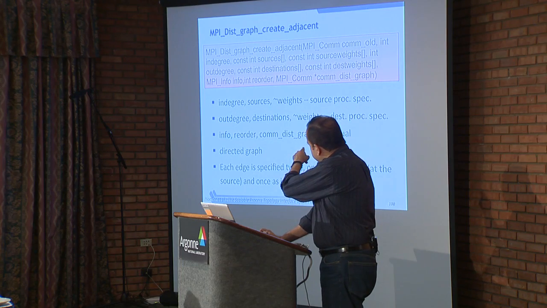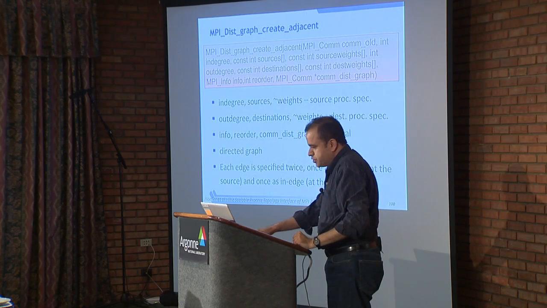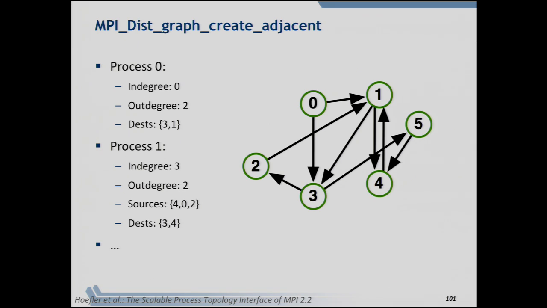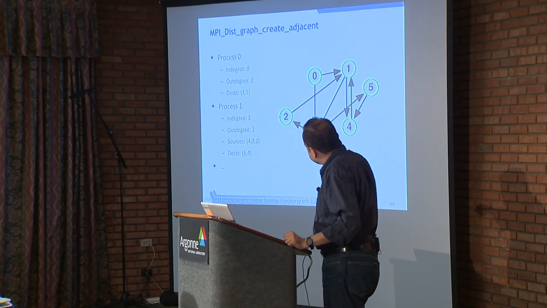This is just an example of how you would fill in all the various parameters. Suppose this was the communication graph. You had 6 processes, and this was how they were communicating. Then process 0 would pass these parameters. Nobody is sending to rank 0, so its in degree is 0, and the other parameters are not relevant. Once this is 0, the sources and source weights get ignored. The out degree is 2. It is communicating with 2 of them, and the destination ranks are 3 and 1.